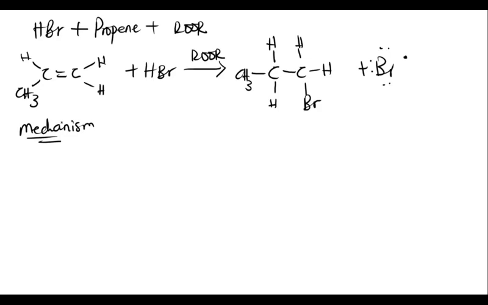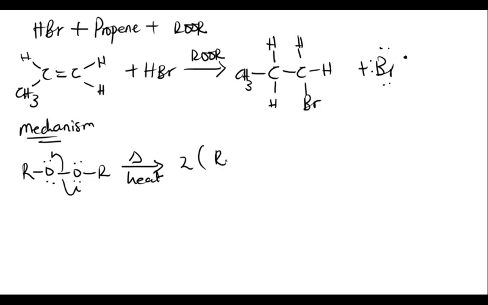So the mechanism is straight ahead. Before even the reaction occurs, the peroxide has to dissociate in the presence of heat. So this is what goes on. We have heat over here, so this will undergo homolytic cleavage to produce 2 alkoxy radicals, which looks like this. So this is what we are calling the alkoxyl radical.